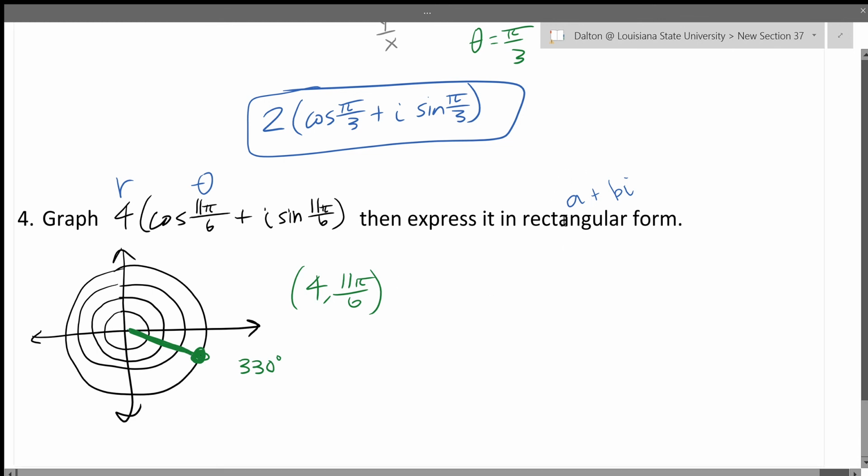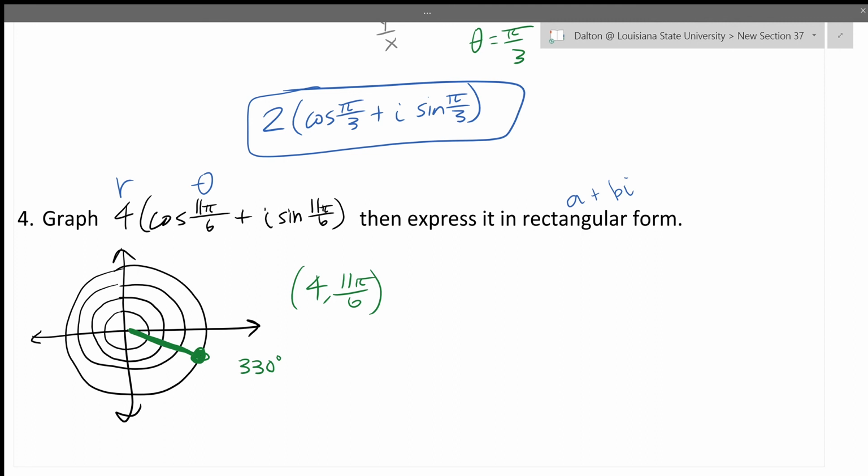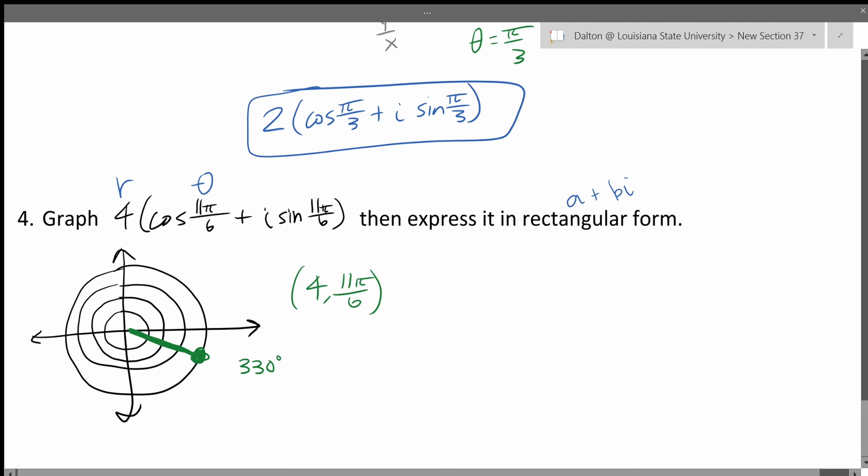Okay, then express it in rectangular form. Rectangular form is a plus bi. This part is actually extremely simple, because all you do is simplify the polar form. Let's leave 4 alone for now. If you look at the unit circle, what are the coordinate points at 11 pi over 6? What are the x and y coordinate points there? Square root of 3 over 2, negative 1/2. Very good.